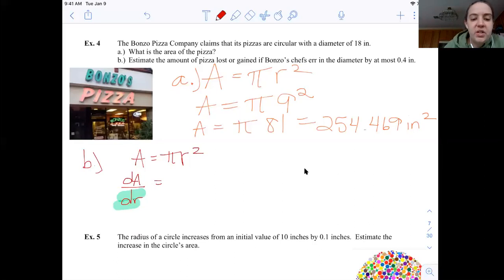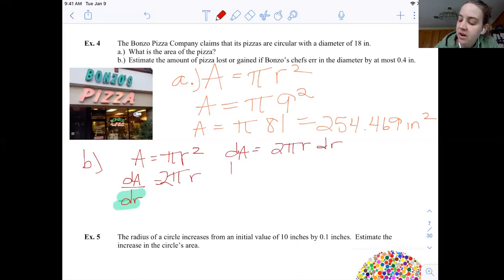So we're going to take the derivative of the area, pi r squared. So the derivative of area with respect to the radius is 2 pi radius. So the exponent of 2 comes to the front. The pi just sits there. And then radius to the first power. Now this dr that's highlighted in green, we're going to move to the other side. So the change in the area is 2 pi r times the change in the radius.